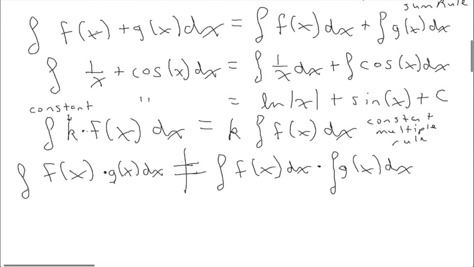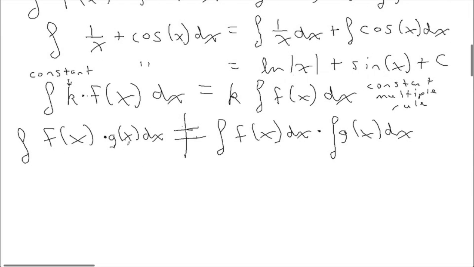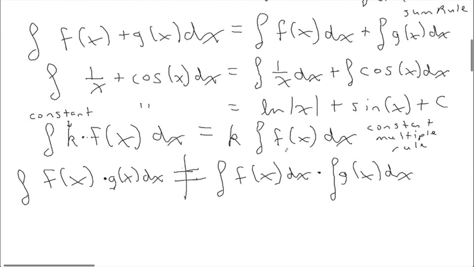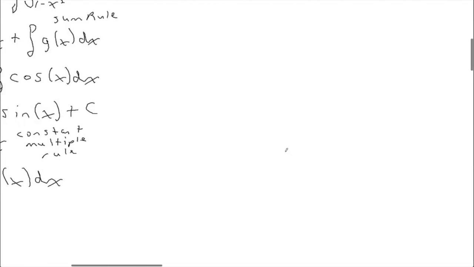Do you see what I mean when I say here that this says that the antiderivative of the sum is the sum of the antiderivatives? Do you see how that applies here? But is the antiderivative of a product equal to the product of the antiderivatives? No. Okay, that shouldn't surprise you because if you remember, it kind of works similarly for derivatives.